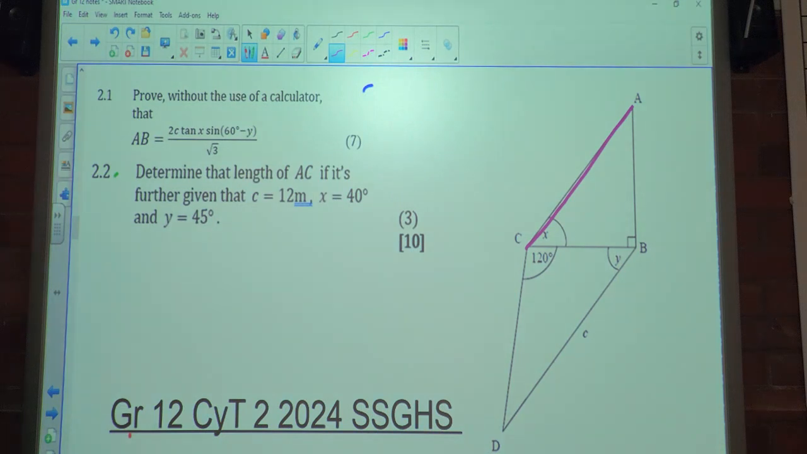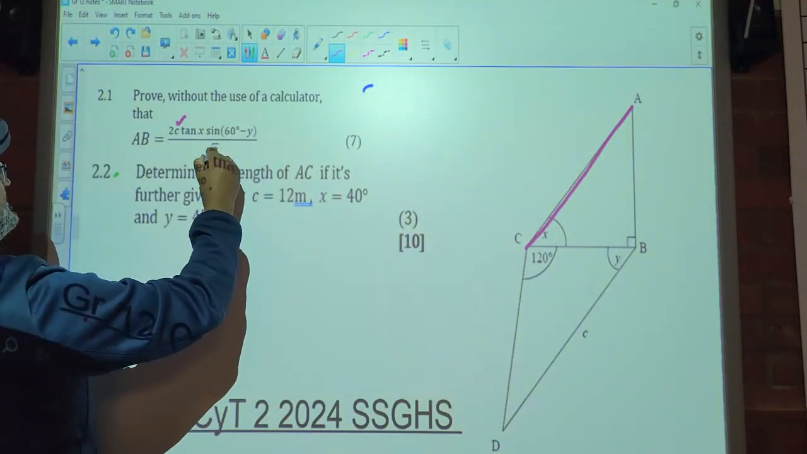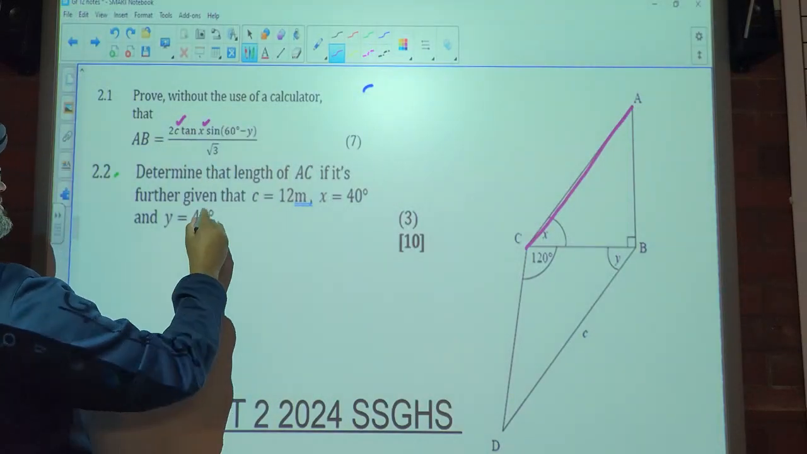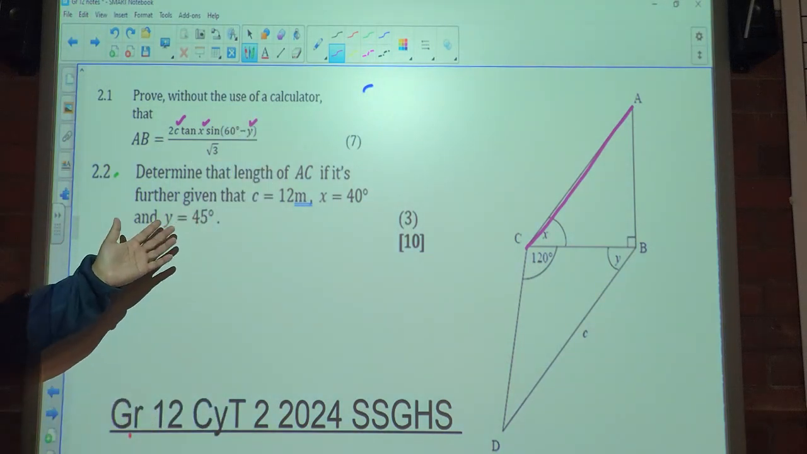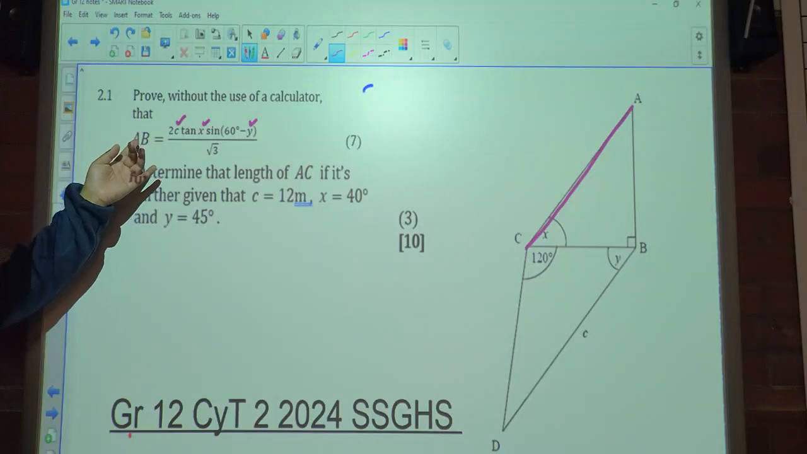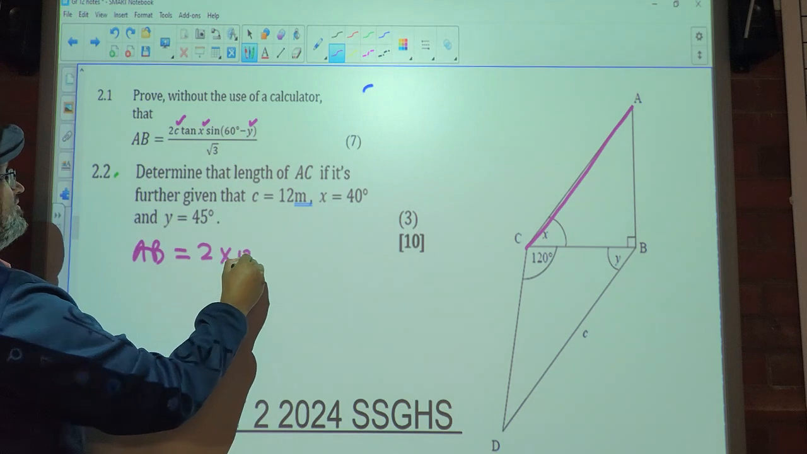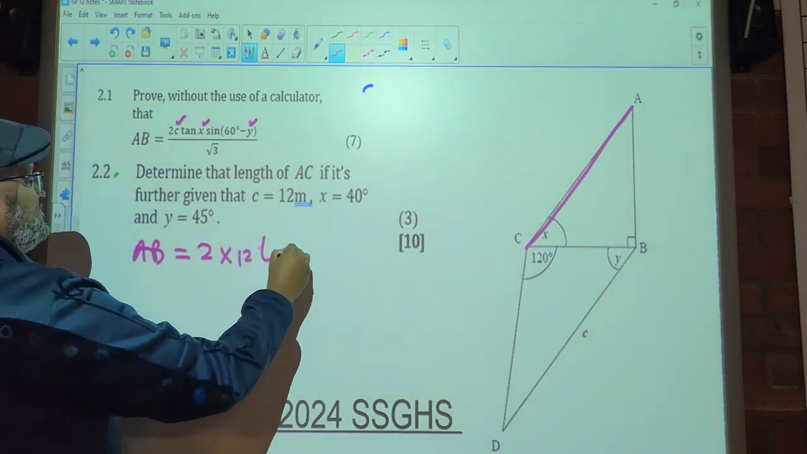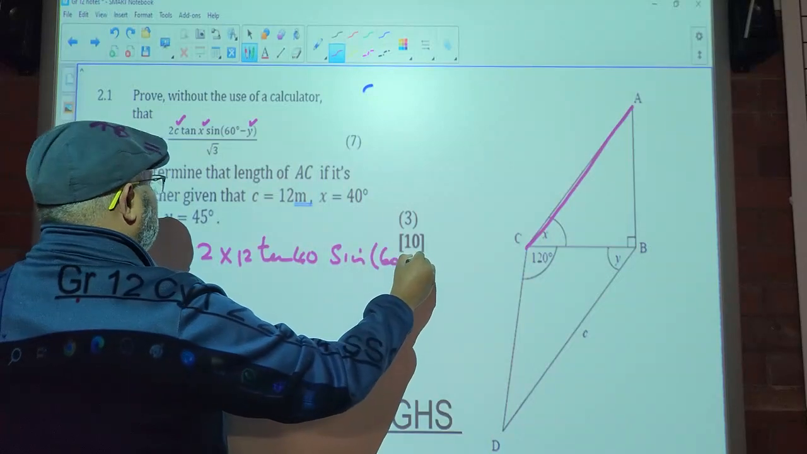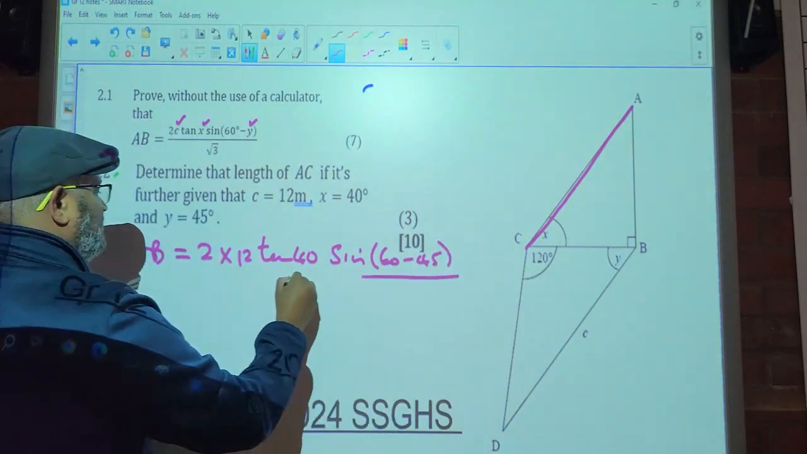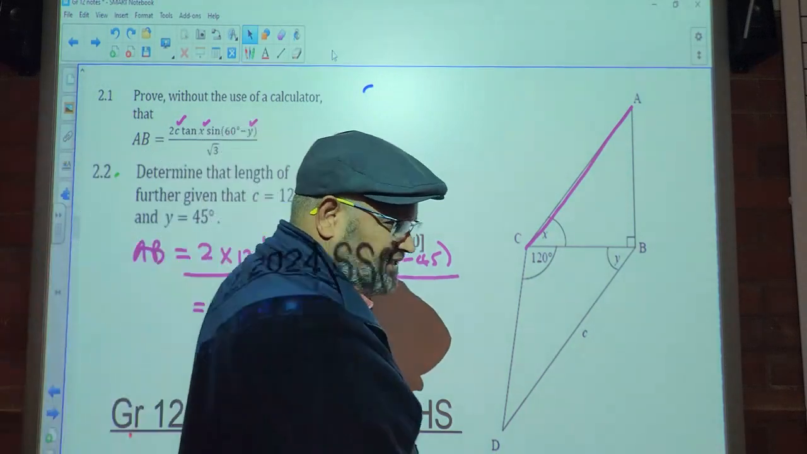If it's further given that c is 12, x is 40, and y is 45, then from the offset I can actually calculate AB. So AB is equal to 2 times 12 times tan of x, which is 40, times sine of 60 minus y, which is 45, and this is all over root 3. So I put that in the calculator.